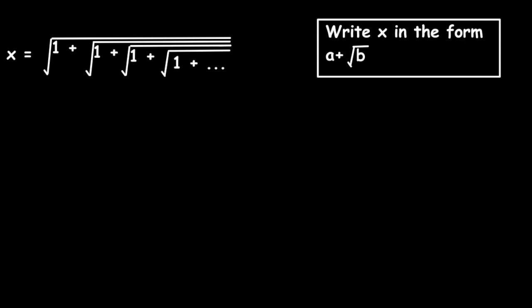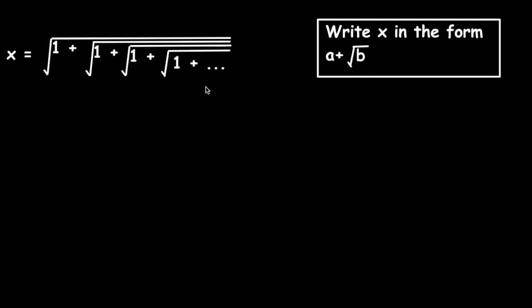Today's question is a type of question that you could be given during an interview for a maths degree or a maths-related subject. In this question, x is equal to the square root of 1 plus the square root of 1 plus the square root of 1 plus the square root of 1 plus ellipsis. Now what this ellipsis represents is that this goes on forever.